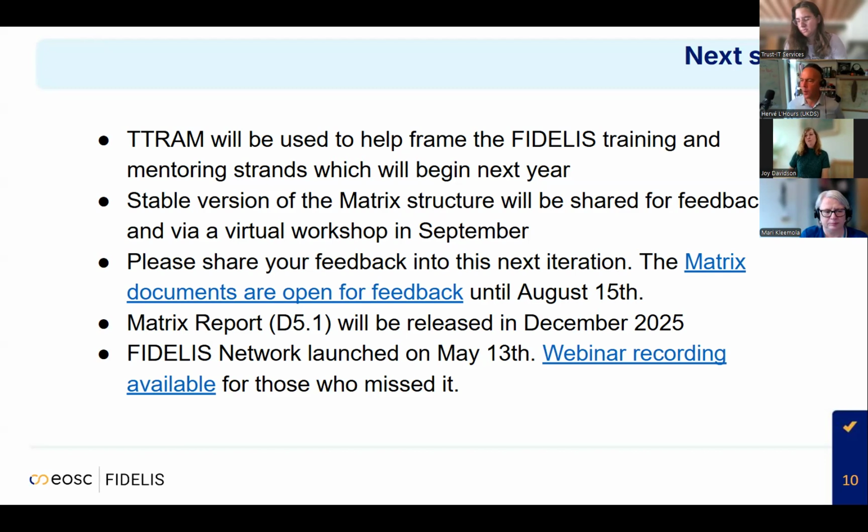All of that will feed into a report that will come out at the end of December, and that will be on the current version of the matrix. It will be updated over the life of the project, but the first more stable version will be released in December.